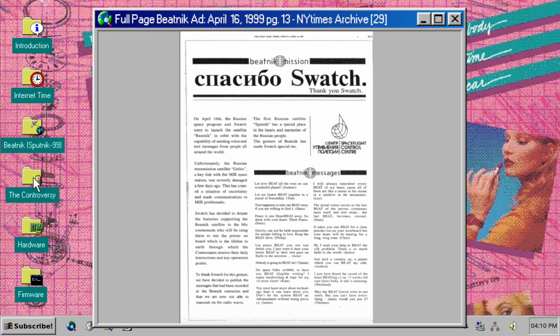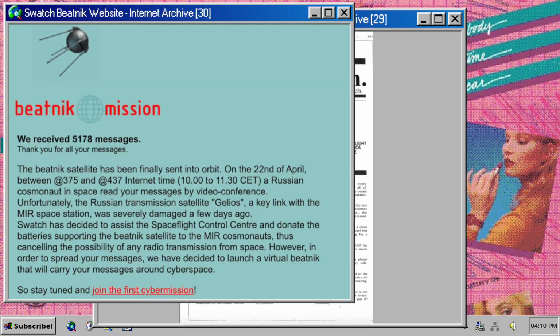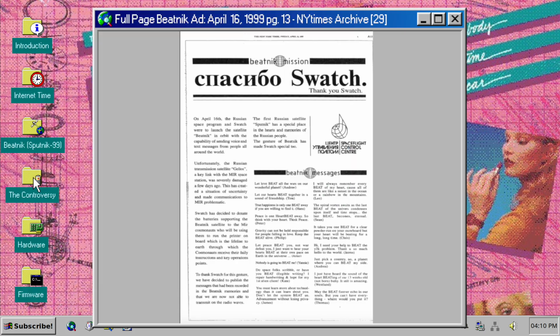Rather than admit their mistake and take responsibility, Swatch spun the story to protect their image, claiming an equipment had failed, with no mention about the amateur radio community at all. And to be clear, there is no evidence that contradicts this statement.